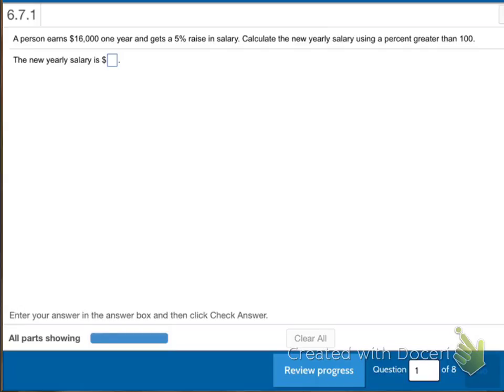So let's get started. The first one you have says a person earns $16,000 for 1 year and gets a 5% raise in salary. Can you calculate the new yearly salary using a percent greater than 100? So important information. Let's go ahead and set that up. 16,000 plus 5%. You make 16,000 and you get a 5% raise. So you get your 16,000 plus an additional 5%. But what's that 5% of? That's 5% of the 16,000 you make.